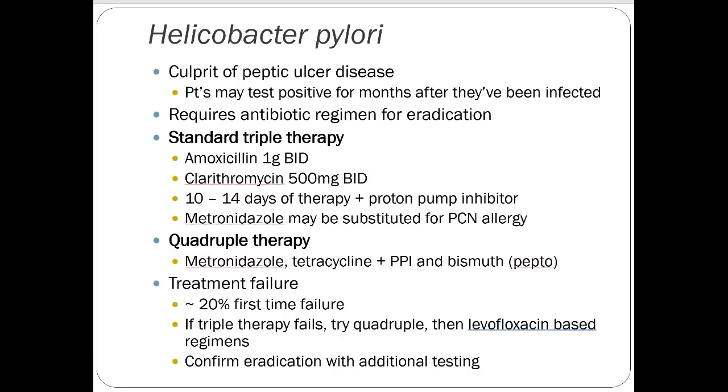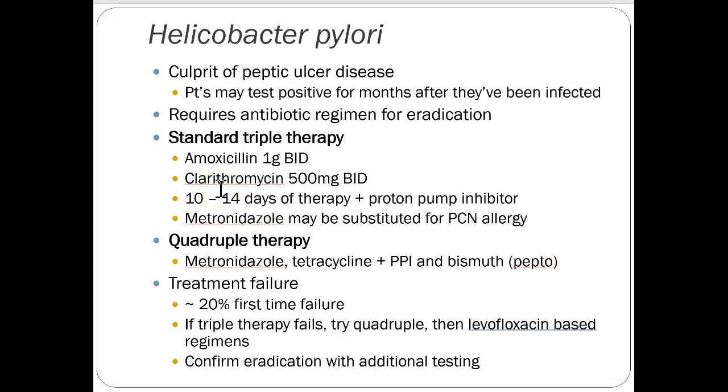Standard triple therapy is the common starting point, which includes amoxicillin and clarithromycin. Those are the two antibiotics. The third part is a proton pump inhibitor, which is a drug like Prilosec or Nexium, Protonix. Those are all going to work to decrease the production of stomach acid.